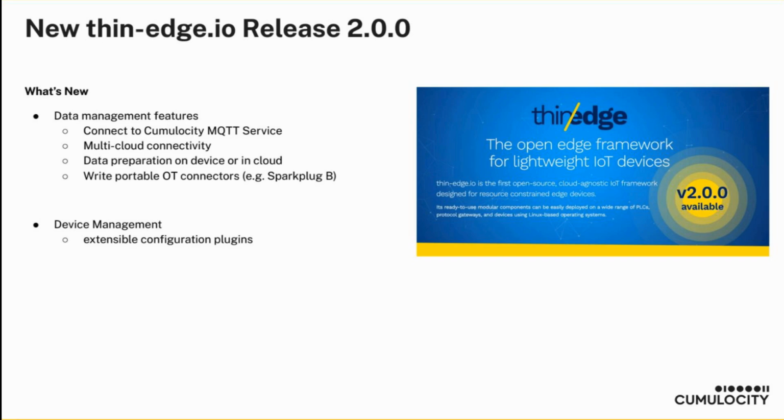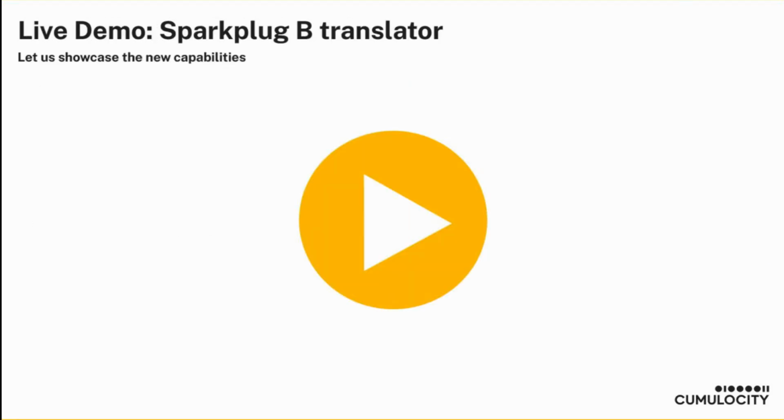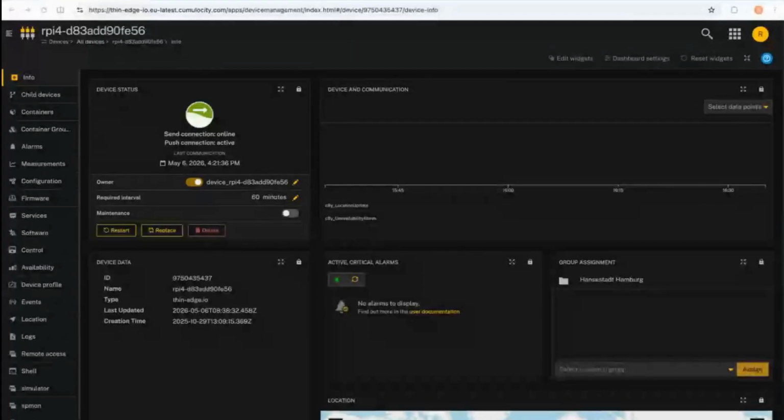With that, I want to jump to a demo, because I like showing things live, and it's not just all magic. Here in Cumulocity, I have my gateway device. This is a real device. It has A/B updates, everything available.